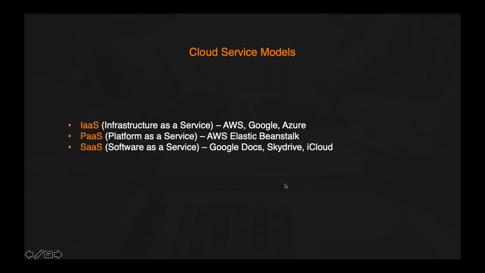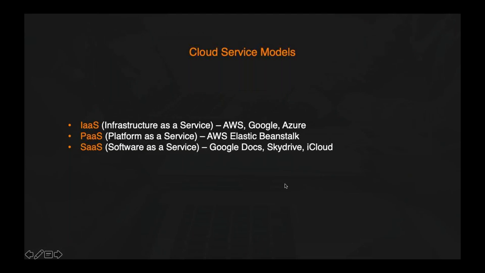So the comparison now, when it comes to infrastructure as a service, you create a resource, you manage a resource, you configure the resource, you deploy the resource, and everything is something that you need to do, and you need to configure this part. AWS will just provide you the resources.